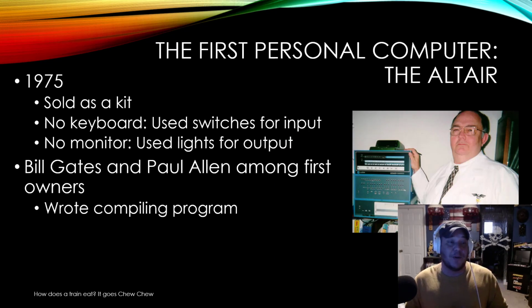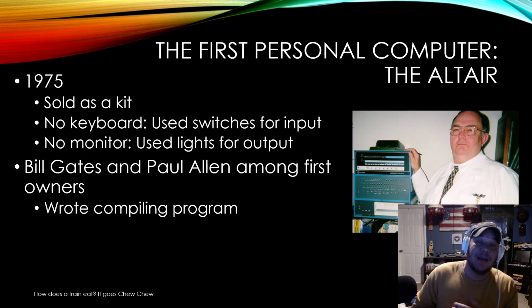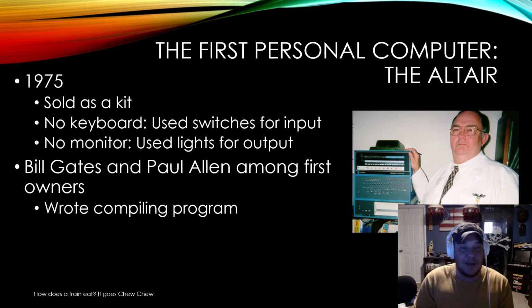And it brought up some very cool technology. In fact, we had the very first computer called the Altair. Now, the Altair was a 1975 soldering kit, had no keyboard, used switches for input, had no monitor, used lights for the output. Bill Gates and Paul Allen were actually some of the very first owners of the Altair computer. They worked for Altair for a short period of time. It cost $395 for a box of parts that you had to build yourself.